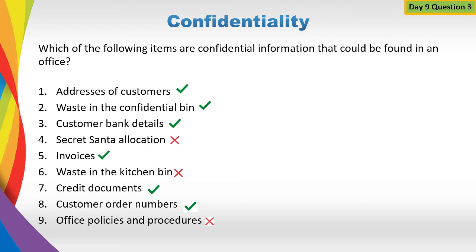Waste in the kitchen bin. So the waste in the kitchen bin should not be confidential, otherwise it should be in the confidential waste bin. It's worrying if there is confidential waste in the kitchen bin, and that would need reporting. Office policies and procedures. So policies and procedures are not confidential. They are available either on the intranet, so your internal internet of your workplace, or on the internet on the World Wide Web.